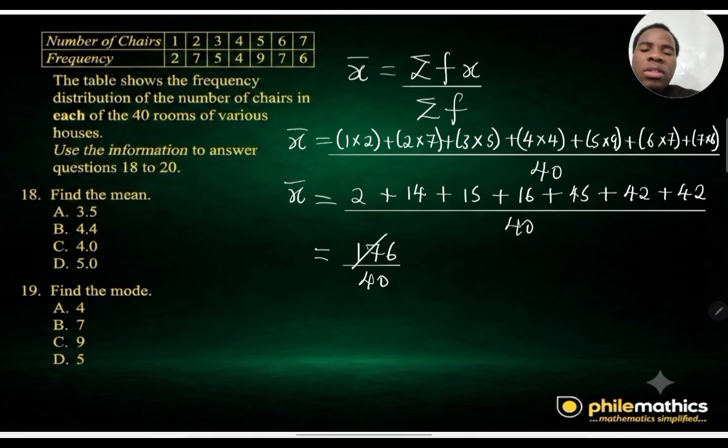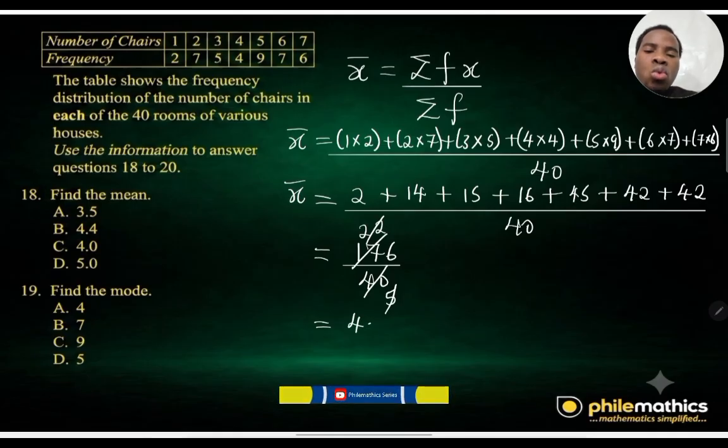8 can go into 17 2 times, remainder 1 into 16 2 times. 8 can go into 40 5 times. 5 into 20 is 4 times, remainder 2, add 0, into 20 again is 4 times. So this is our mean.